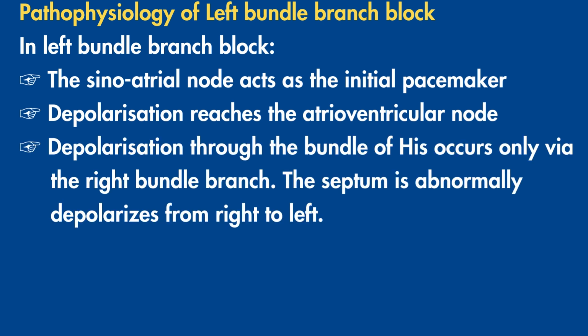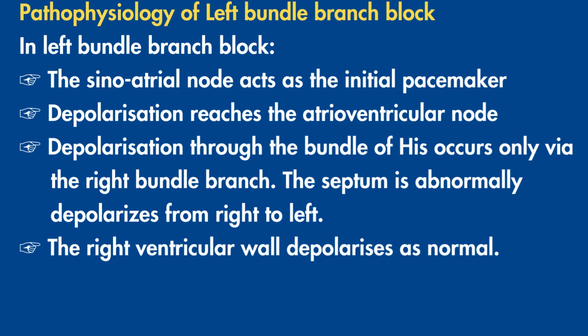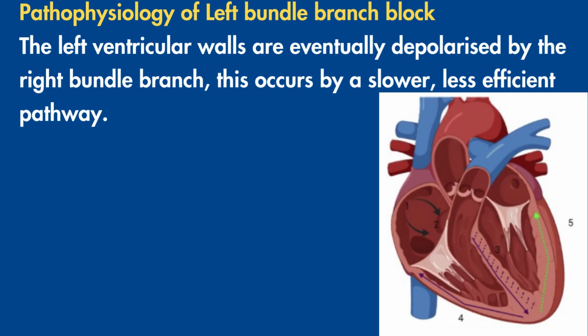Depolarization down the bundle of His occurs only via the right bundle branch. The septum is abnormally depolarized from right to left. The right ventricular wall is depolarized as normal. The left ventricular walls are eventually depolarized by the right bundle branch. This occurs by a slower, less efficient pathway.